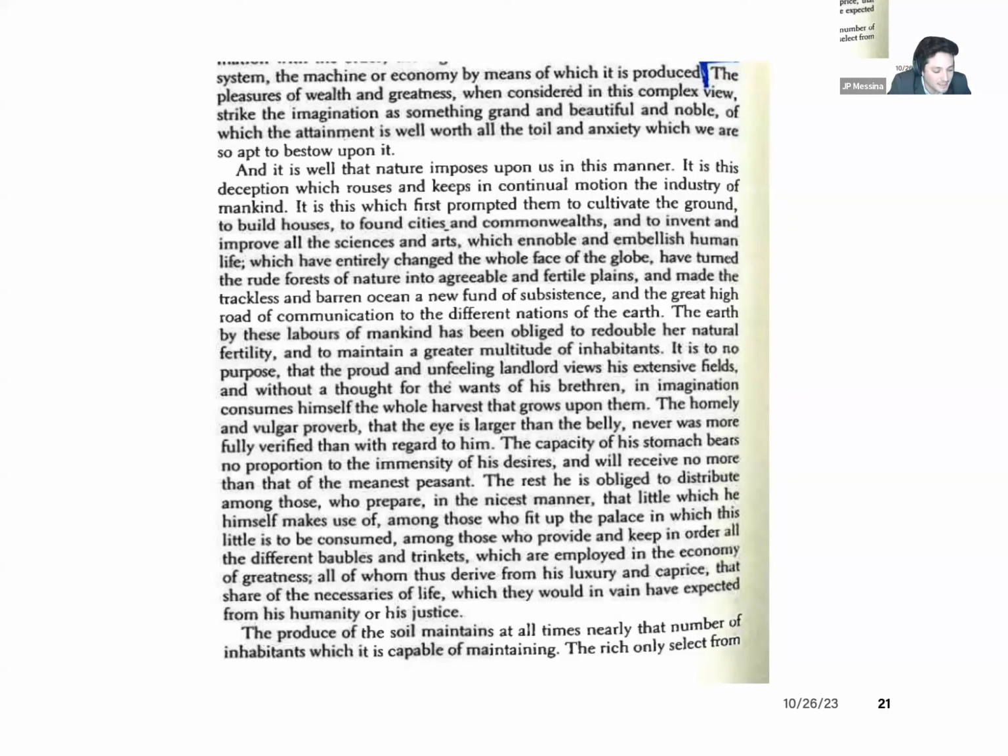What Smith says in the next passage on the screen that we'll talk about, I think, provides not only the clue to the answer regarding the so-called Adam Smith problem, but also the basis for a crucial distinction in Smith's thought, the distinction between the system of nature and the system of philosophy. To see this, notice that of our natural tendency to admire and pursue wealth, Smith says, it is well that nature imposes upon us in this manner.